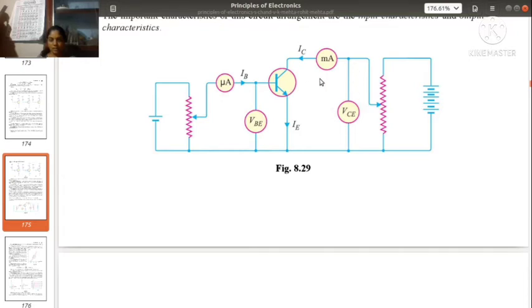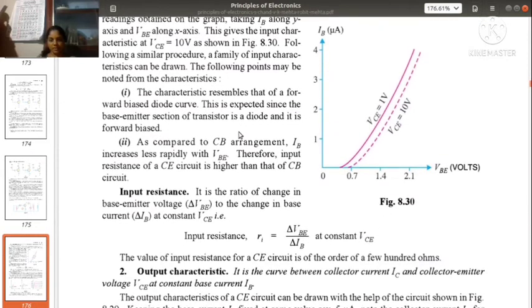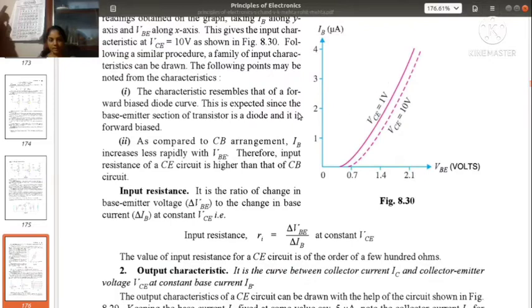And for each, we are measuring the value of the current for different values of voltages, and we are drawing the graph like this. So this is the input characteristics. This characteristic resembles that of a forward biased diode curve. This is expected since the base emitter section of the transistor is a diode and it is forward biased. That's why it is similar to a forward biased diode.